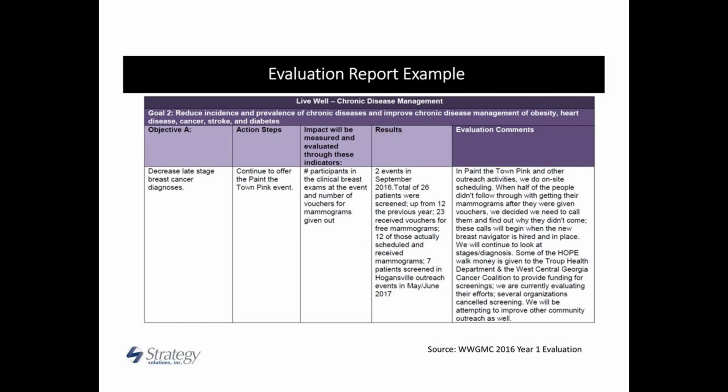And also they were looking at further downstream, what were the impacts? How many events they had, how many people were screened, how many were given vouchers, how many actually showed up, and how many were screened in different events. And then there's a section on here for the evaluation comments that really describes kind of what happened and what they plan to do in the future. And then the action plan will be updated for the next year. Again, it's pretty straightforward and not all that difficult. It just puts it all together.